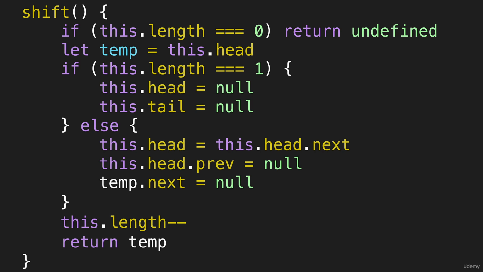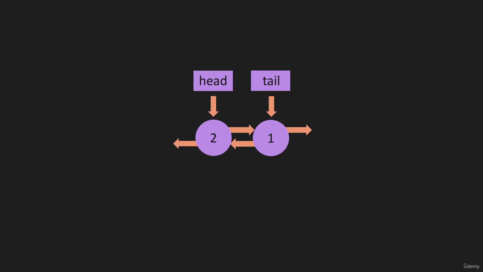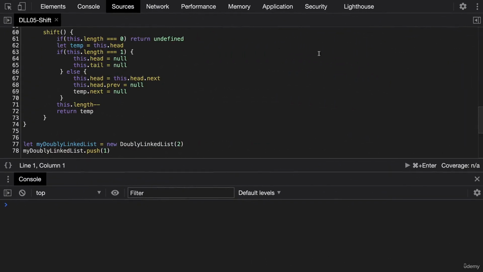So we'll look at this code in DevTools in a moment. And we will build this linked list because we want to make sure that this is going to work with 2 items, that shift is going to work with 1 item, and then it's going to work correctly when we don't have any items. So let's flip over to DevTools.